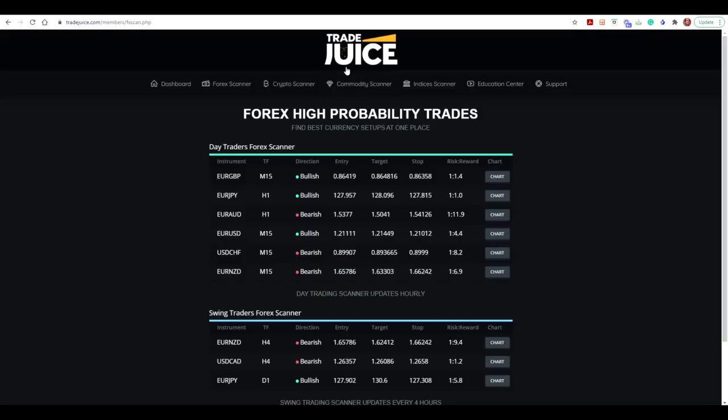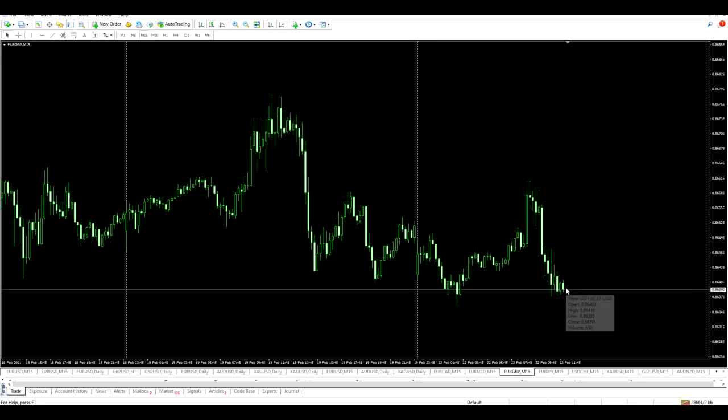Hi guys, I'm on the Tradejuice platform and I see a whole bunch of high probability trades and I'm going to have a look at entering one now, the Euro Pound on a 15-minute. I'm going bullish. I've got my entry target stop levels and if I had to look at the chart right now, you can see this is where price is.